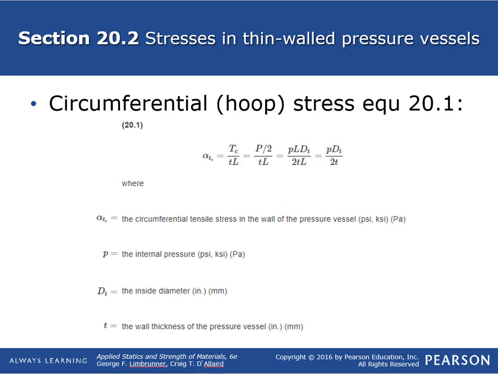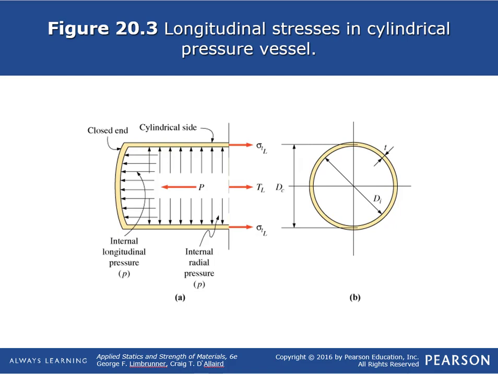In the last lesson we left off at the circumferential or hoop stress, equation 20.1. Now let's talk about longitudinal stresses in the cylindrical pressure vessel. The nature of pressure means that it acts perpendicular to all of these surfaces inside the pressure vessel. So we have internal pressure. This is longitudinal, pushing out on the end, and then radial pressure, that gives us our circumferential hoop stress, if you will, down here.